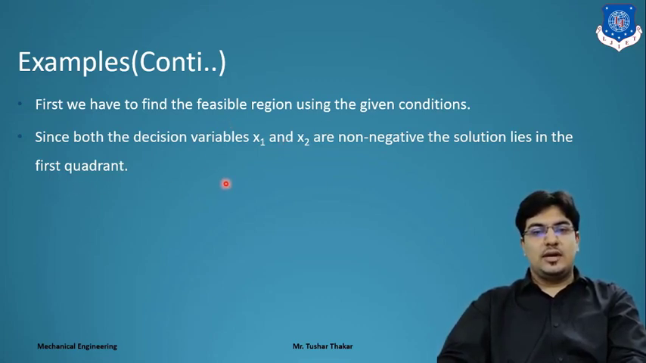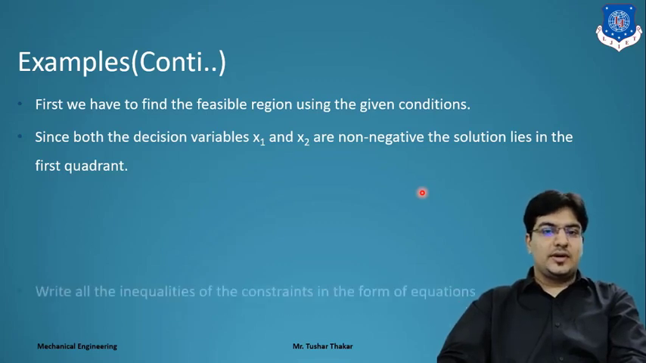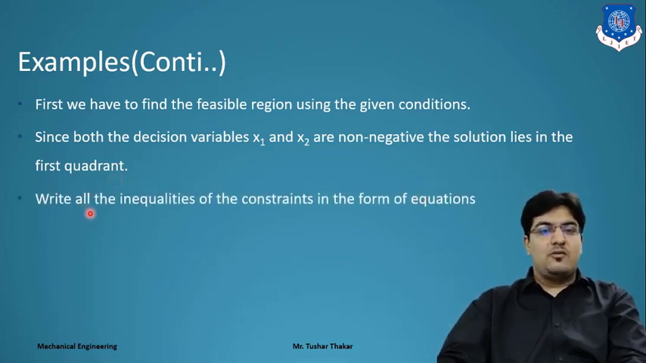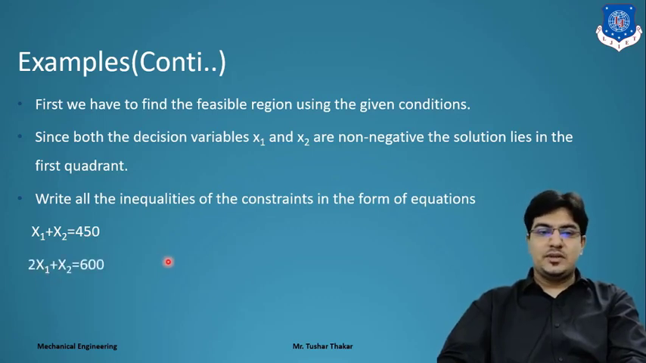We have to learn that a plane has four quadrants. That is, we draw one x line and y line, with the first quadrant, second, third and fourth. In the first quadrant the values are always positive, so we draw our graph in the first quadrant. Then we write the inequalities of the constraints in the form of equations, that is, in equality form: x1 + x2 = 450 and 2x1 + x2 = 600.